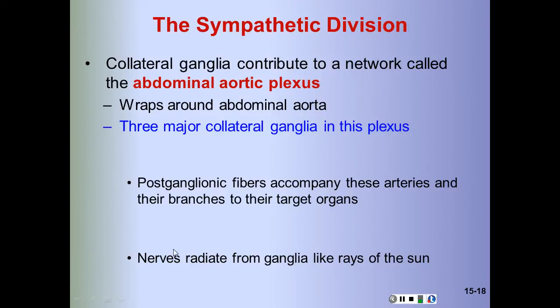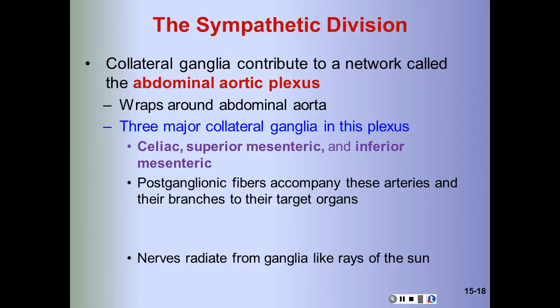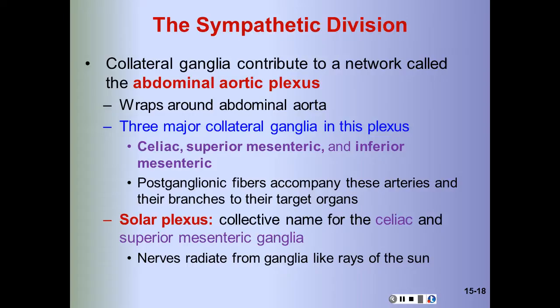The collateral ganglia contribute to the abdominal aortic plexus, which has three major collateral ganglia: the celiac, the superior mesenteric, and the inferior mesenteric. Some authorities use the term solar plexus for the celiac and superior mesenteric ganglia, and others use the term celiac ganglion only. Now, the postganglionic fibers accompany their arteries and their branches to their target organs.